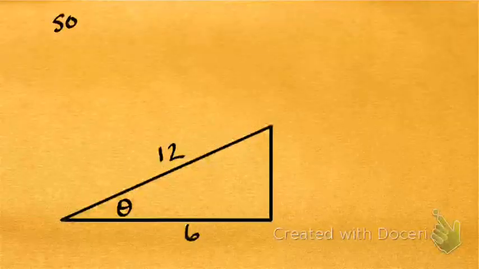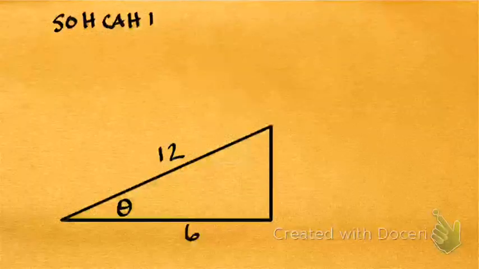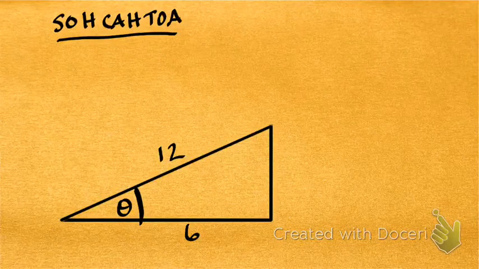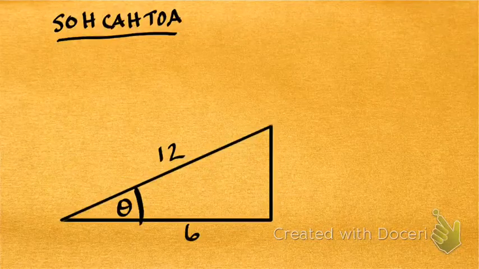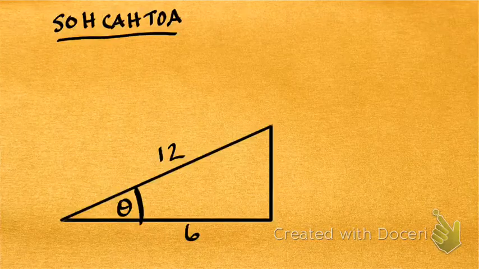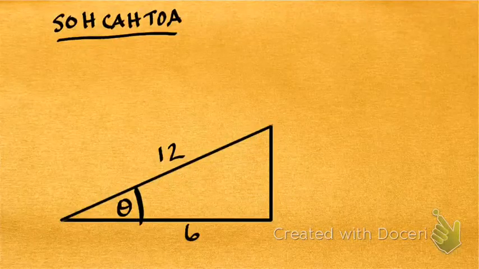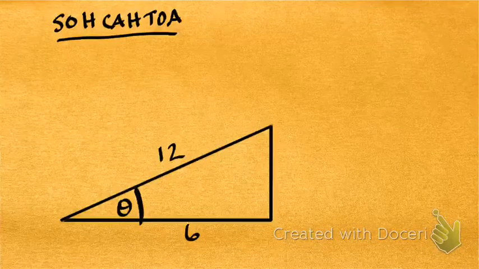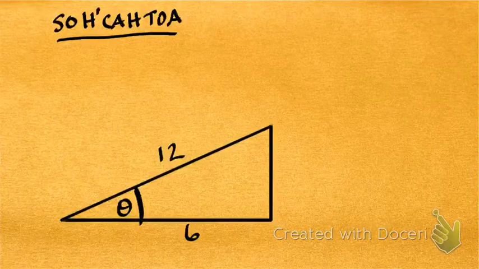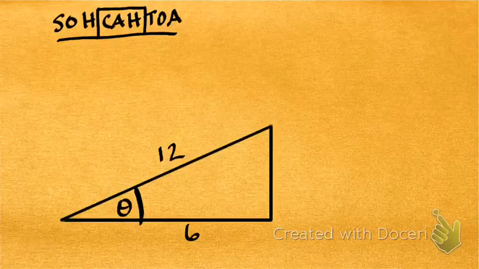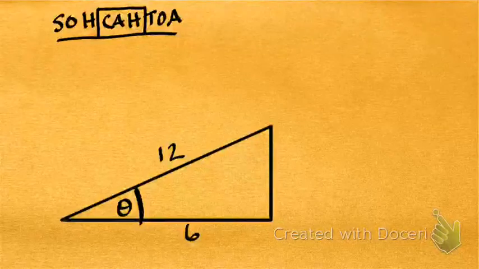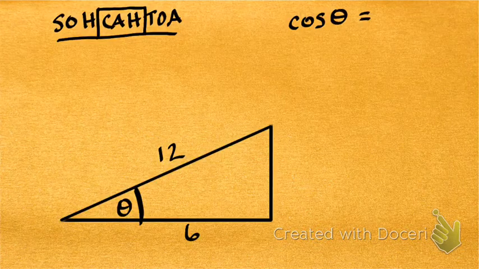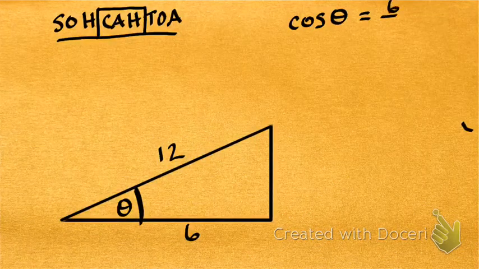So again, if we're looking at SOHCAHTOA, we are looking at this angle now right here, and we're saying, in relation to that angle, what is the 6 and what is the 12? If you notice, looking at theta, the 6 is the side adjacent, and the 12 is the hypotenuse. So we would be using the cosine function for this angle, based on the side lengths that we have. To set up our equation, we say the cosine of theta, our unknown angle, is equal to 6 over 12.